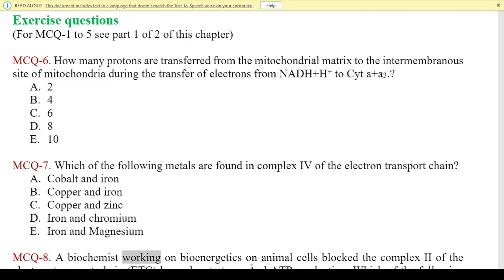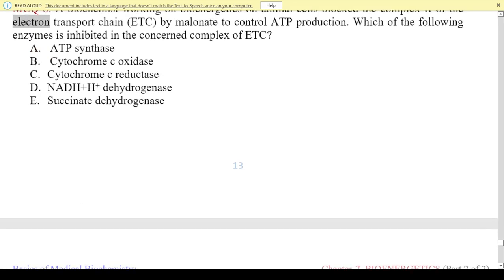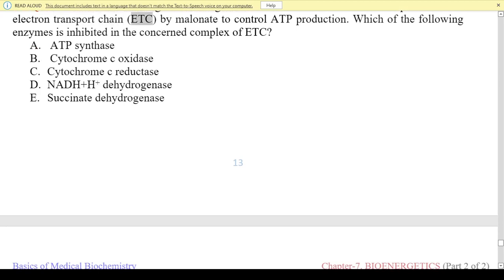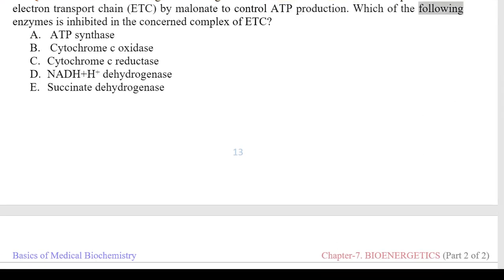MCQ 8. A biochemist working on bioenergetics on animal cells blocked the complex 2 of the electron transport chain, ETC, by malonate to control ATP production. Which of the following enzymes is inhibited in the concerned complex of ETC? ATP synthase, cytochrome C oxidase, cytochrome C reductase, NADH plus H plus dehydrogenase, succinate dehydrogenase.